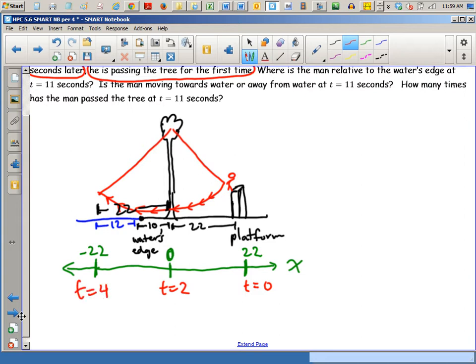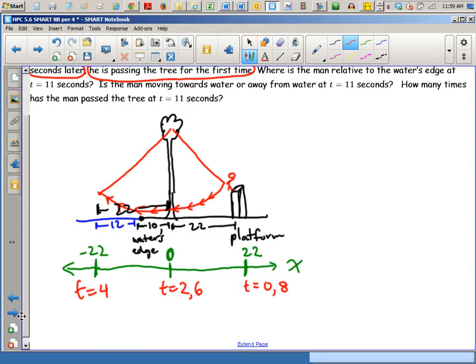So at 0, he's at the platform. At 2, he's at the tree. At 4, he's out over the water. He decides not to let go and go back again. Can you tell me what time he arrives at the tree? 2 seconds later, yes. Can you tell me what time he arrives back at the platform? 8. Can you tell me the length of one period?